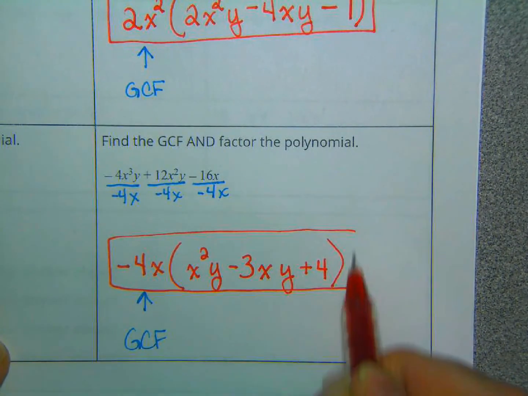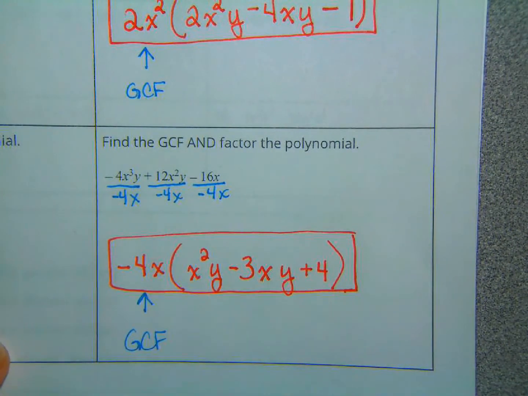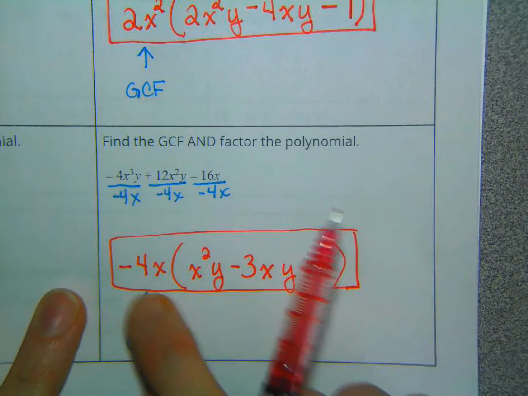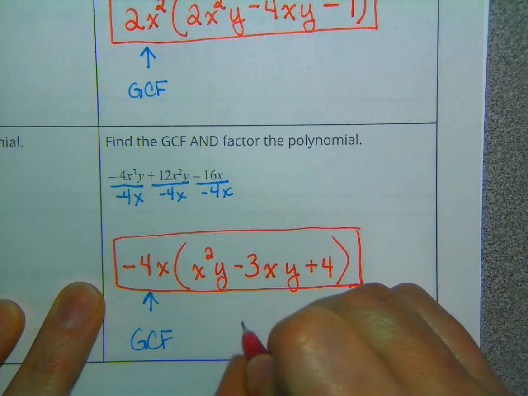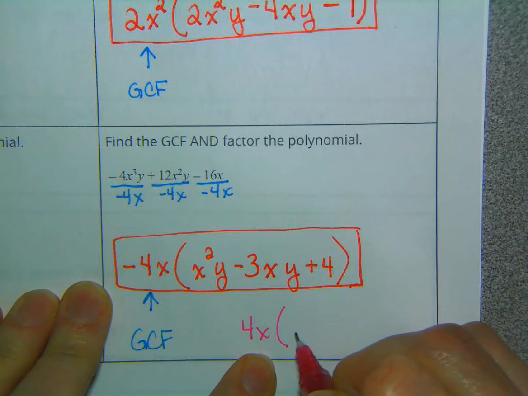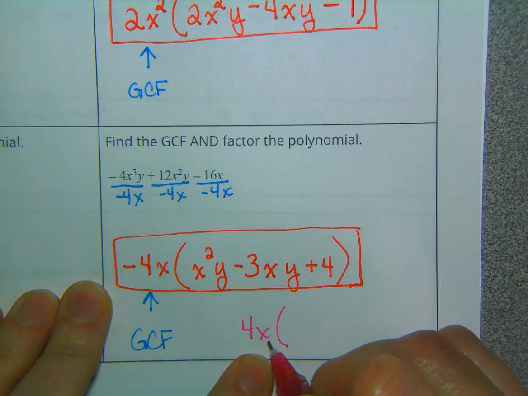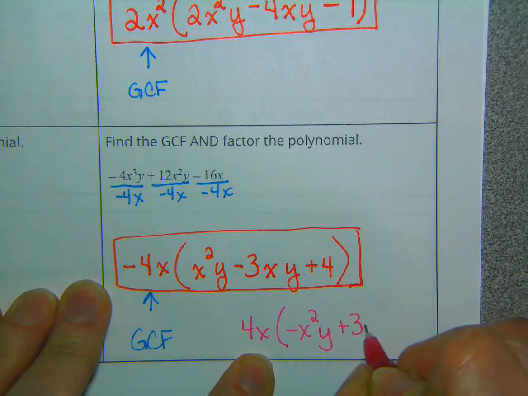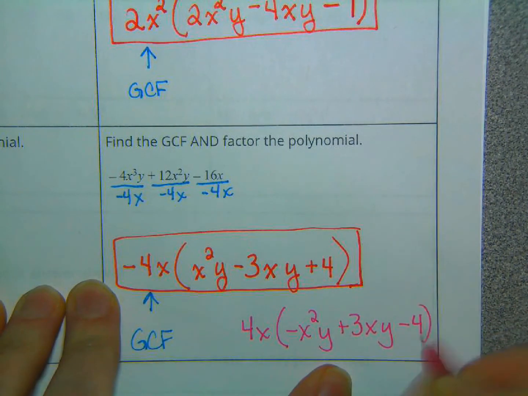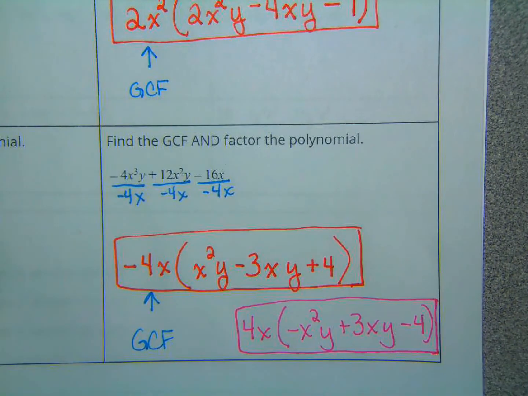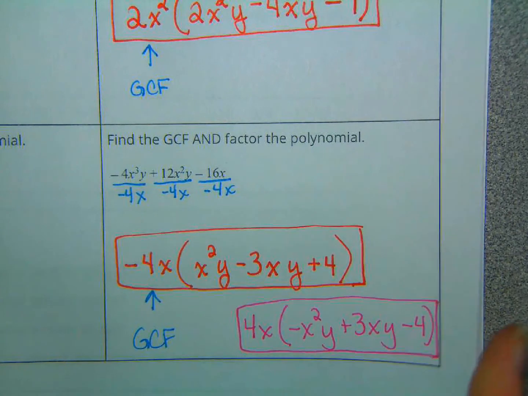So that is the polynomial factored. Don't forget, you have to have a GCF as part of that. Also, if you did not factor out a negative 4x, it's not going to be wrong, but most times it works out better for you if you do factor out a negative. If you factored out a positive 4x, the answer would be negative x squared y plus 3xy minus 4. The red answer is my favorite, but the pink one is fine. Okay, you have what you need to complete page 6.